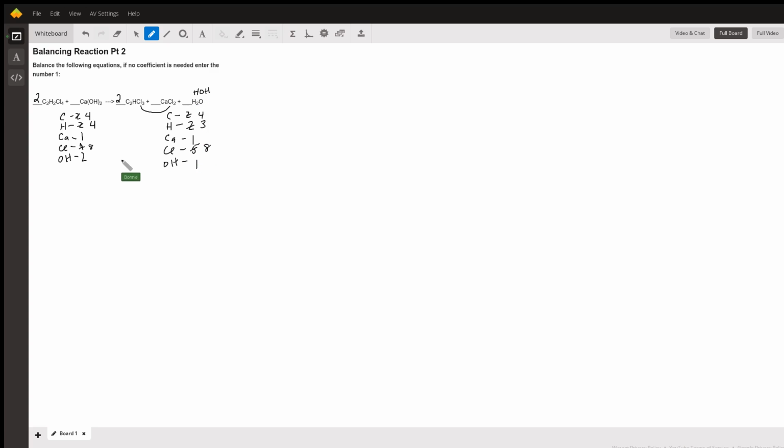I have the OH's here, and we still have these OH's hanging out there. But notice my hydrogens, I have 2 here and 1 here. If I actually put a coefficient of 2 here, that's going to change that to 2 and 2, which is 4. But it also changes my OH's to 2, which is fantastic for balancing our OH's. And now I look at it, I've got 4 carbons, 4 hydrogens, 1 calcium, 8 chlorines, and 2 hydroxides, which gives me this balancing solution. Hope that's helpful.